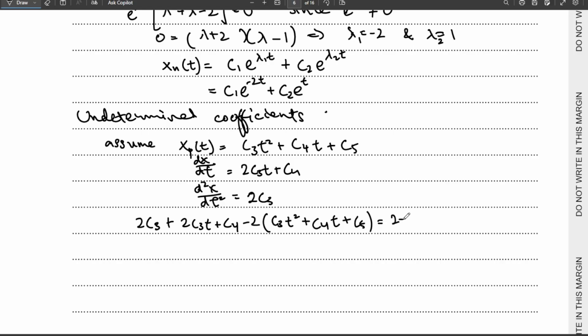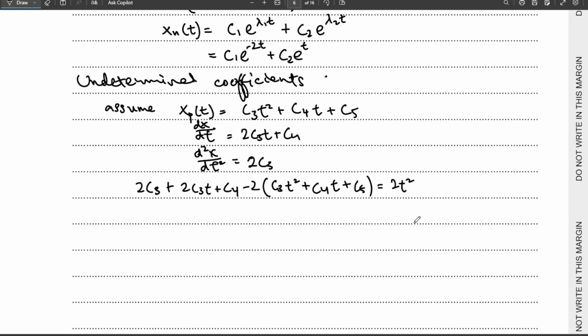And this is equal to 2t squared plus t minus 1. What we do here is we're not solving, we're just comparing both sides so that we can compare the coefficients of the respective polynomial terms. So for t squared, we compare with t squared. So we can try to expand this a bit first.